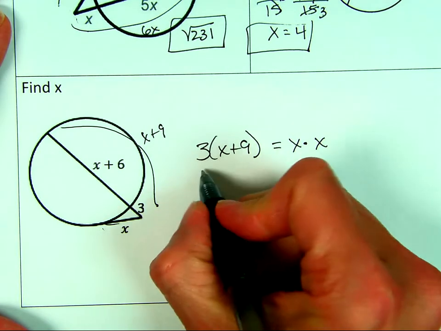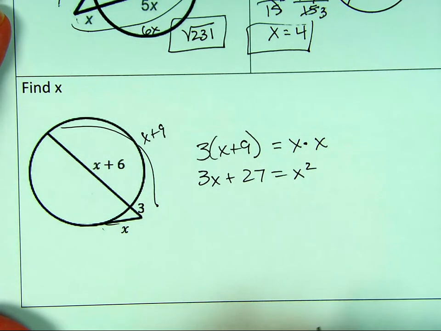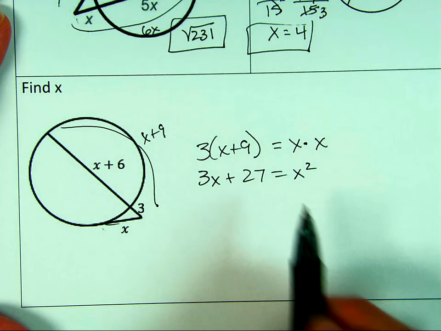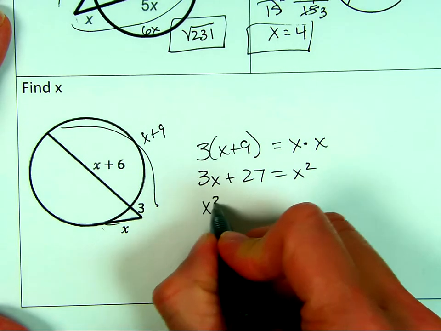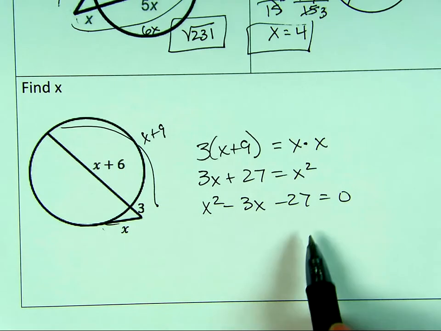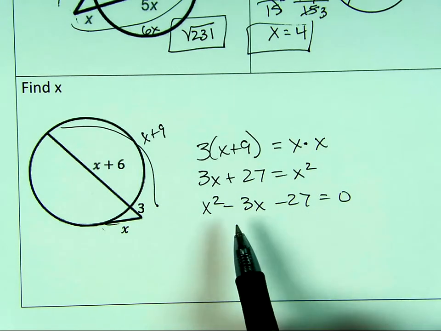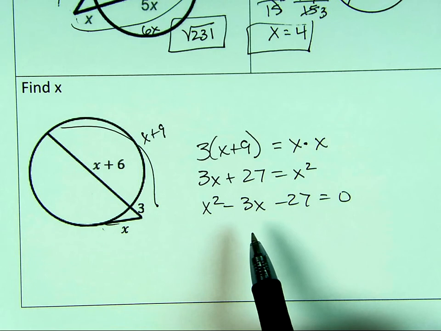So 3x plus 27 equals x squared. That's a quadratic equation. So I'm going to get everything on one side. X squared minus 3x minus 27 equals 0. When I think of factors of 27, that's 9 and 3. 9 and 3 don't subtract to get me 3. So this is going to have to be a quadratic formula.